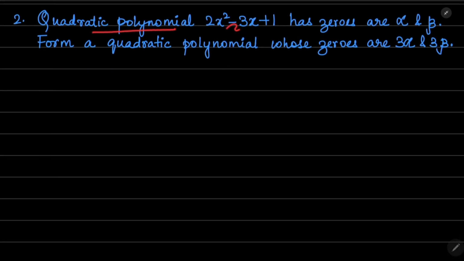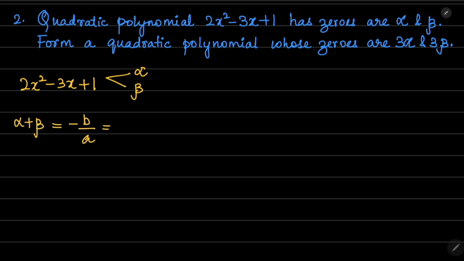Quadratic polynomial 2x square minus 3x plus 1 has zeros alpha and beta. You have to form a quadratic polynomial whose zeros are 3 alpha and 3 beta. So as I told you, you are given 2x square minus 3x plus 1 as a quadratic polynomial and alpha and beta are the zeros. So immediately alpha plus beta, sum of the zeros, equals minus b by a, which is minus of minus 3 by 2, since b is minus 3, which is equal to 3 by 2. The product of the zeros is equal to c by a, which is 1 by 2.